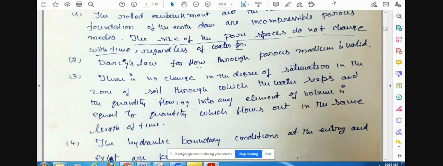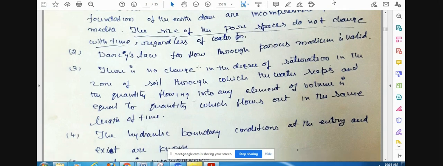If both are not the same, what does that mean? Some amount is retained in the control volume. If some amount is retained in the control volume, the degree of saturation varies. So earlier it is 10%, now it is 20%, again 30%, like that. But that is not the case. There is no change in the degree of saturation. All right, that is the third point.